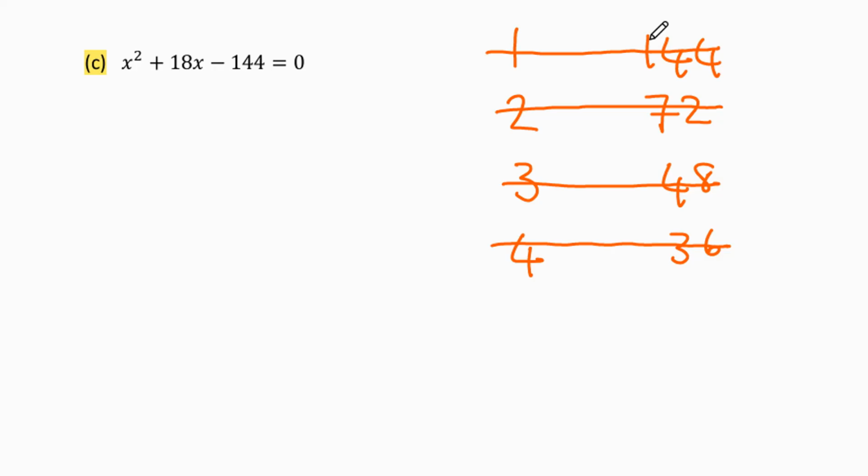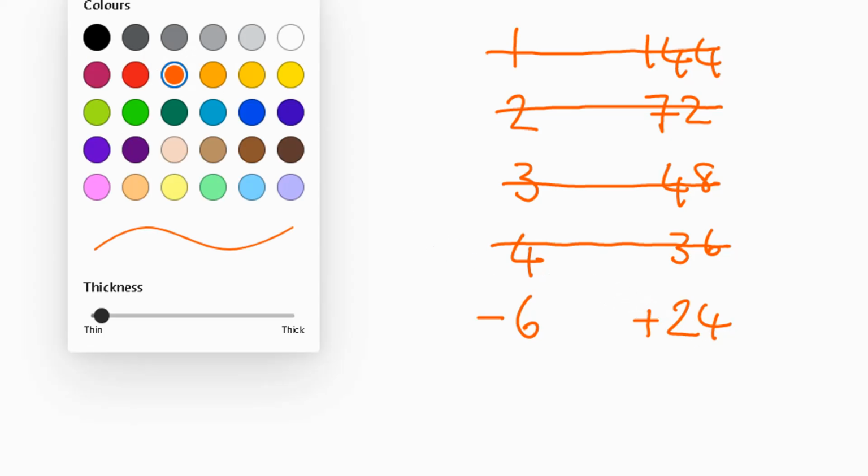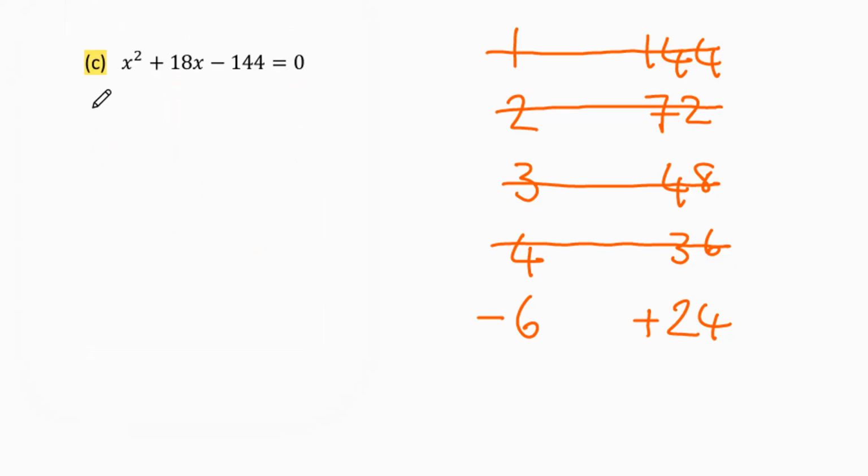Then 5 doesn't go into 144. And we can check it on a calculator. So let's try 6. 6 into 144 goes 24 times on a calculator. Now, 6 and 24 can give us positive 18 if the 6 is negative and the 24 is positive, because negative 6 plus 24 gives us positive 18. So now we can write down our brackets.